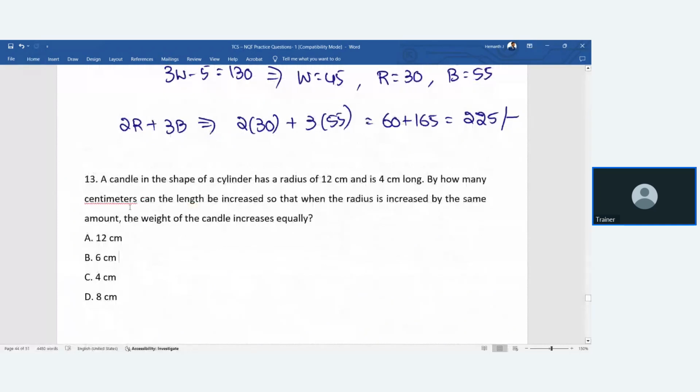Now, by how many centimeters can the length be increased, when the radius is increased by the same amount, the weight of the candle increases equally? See the question. The candle shape is like a cylinder. Cylinder volume means pi r square h. Weight of that, in fact, pi r square h, you can go ahead, right?